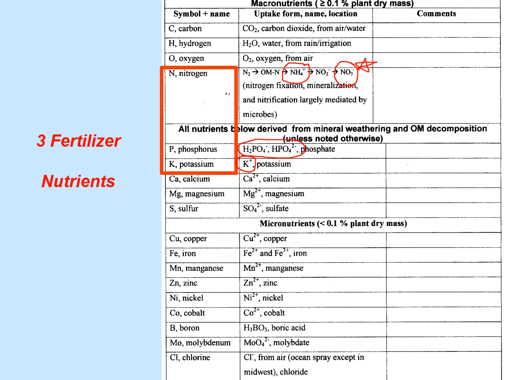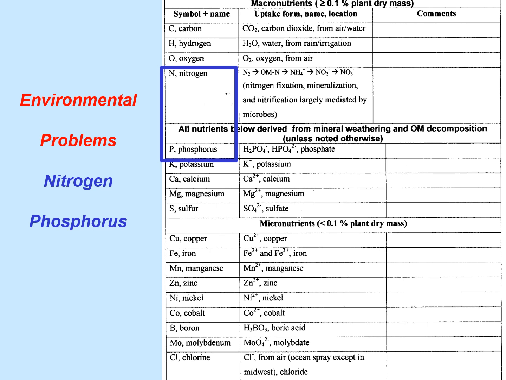So if we talk about now our environmental problems, 2 of the 3, as I said before, have some environmental problems associated with them, and that's nitrogen and phosphorus. So what we're going to do right now is talk about what the main environmental problem is associated with nitrogen and phosphorus.